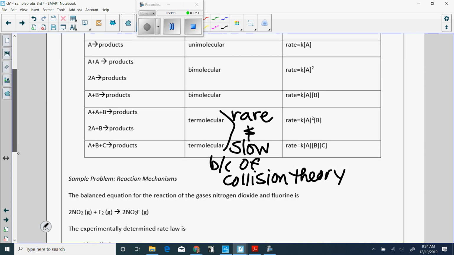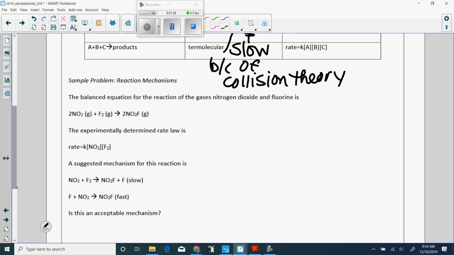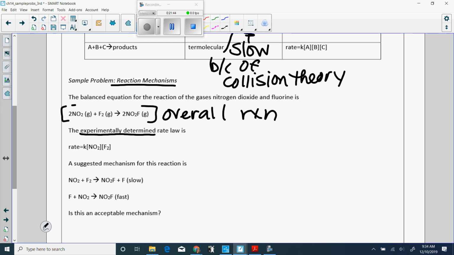Okay, let's take a look at a reaction mechanism problem. The balanced equation is here. This is the overall reaction. The overall reaction is A plus B yields C plus D. I put these 2 things in and I'm getting this. The experimentally determined rate law, they got the data table, they did the graphing, they figured out, just like you guys are going to do, is right here. Here's our rate law. I did all the math, and I put in all of my graphs, and I found out that NO2 is first order, and the F2 is first order.